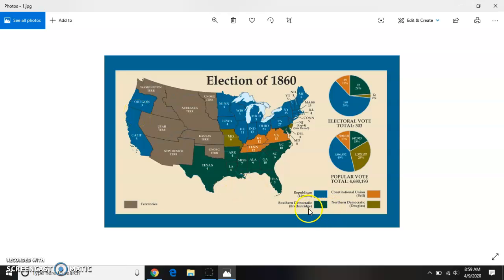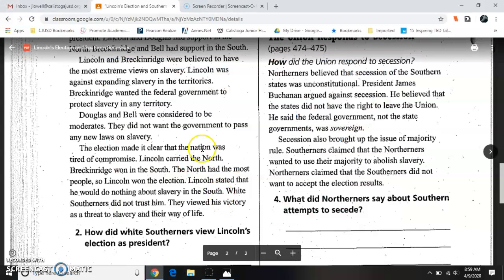You can see here that the Southern Democrats backed Breckinridge, and he pretty much won the entire South. Then you have the Constitutional Union, a third political party, and they won some of these border states. Then another Democrat won a few states. So the way the electoral vote broke down is that Lincoln won the election. Now, why does this matter? Well, Lincoln is a Republican.